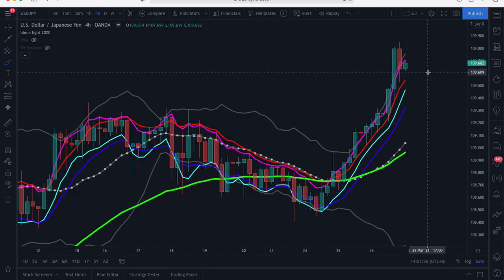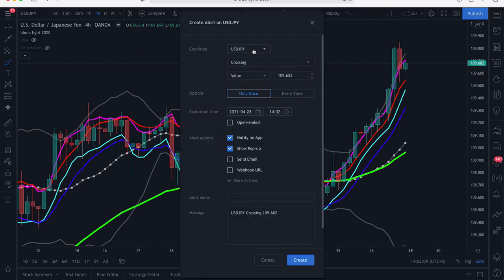H4, it's also making an MHV sell. Okay, this is not an extreme sell. It's only an MHV sell because the EMA 50 did not go out of the band. So there's nothing to do here. Set alert.